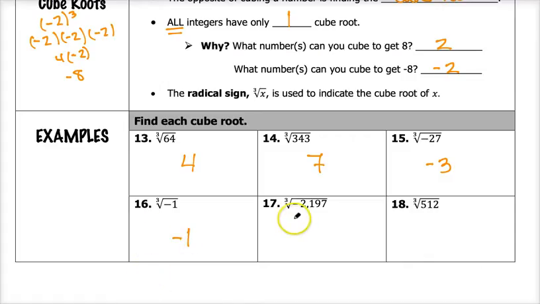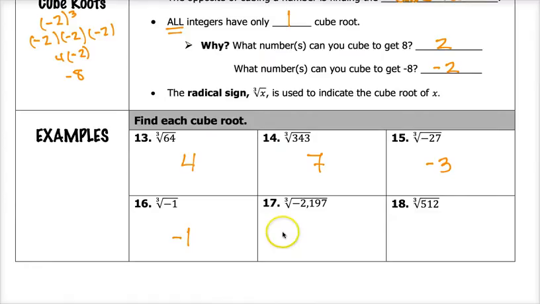For number 17, I want you to pause the video for a moment and think about what number cubed would get you 2,197, or should I say negative 2,197. Once you think you have an answer, click play to check. Okay, so for number 17, negative 13 is the cube root of negative 2,197.